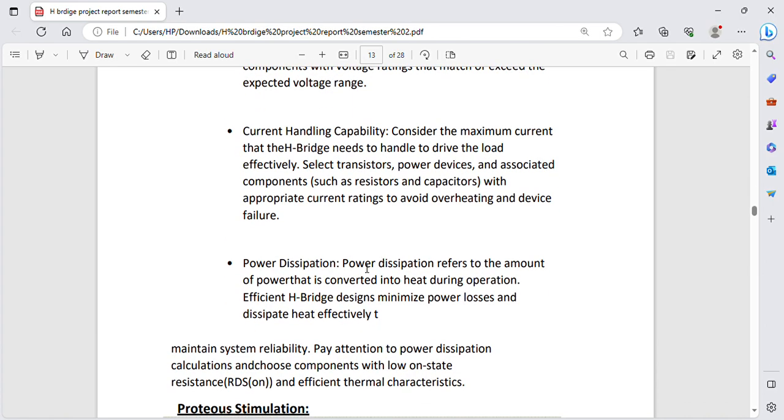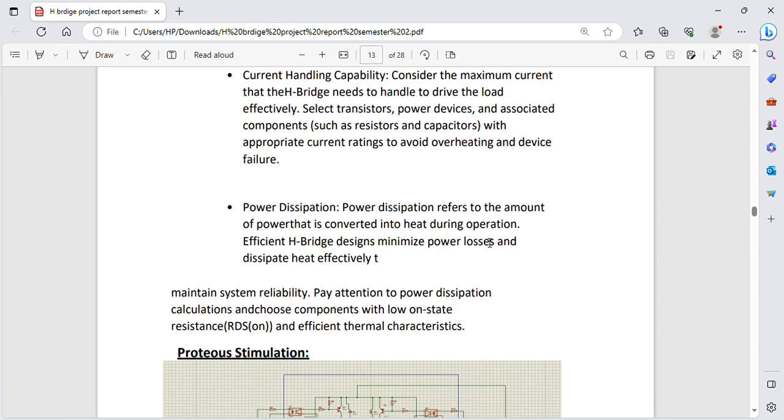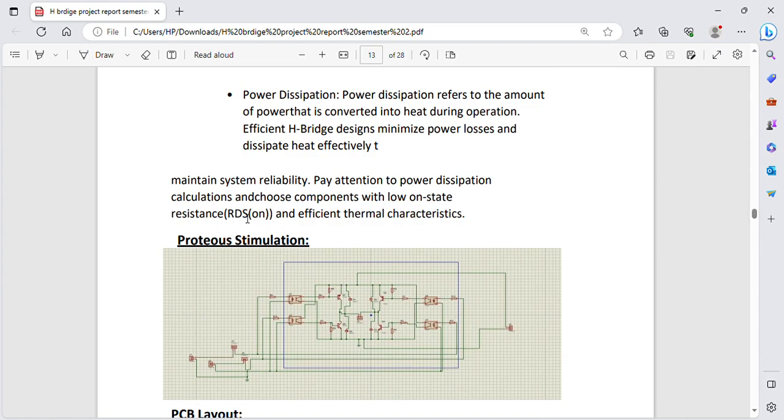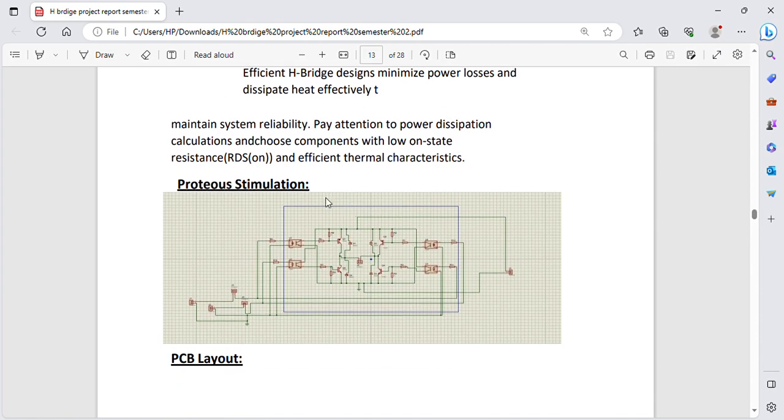Power dissipation. Power dissipation refers to the amount of power that is converted into heat during operation. An efficient H-bridge design minimizes power losses and dissipates heat effectively. It maintains sustainability. Pay attention to the power dissipation calculation and choose components with low on-state resistance and efficient thermal characteristics.